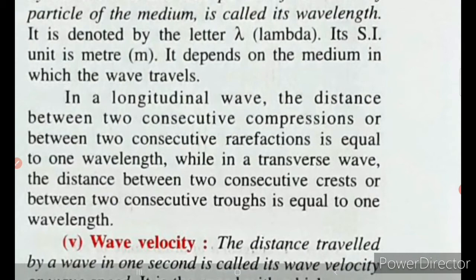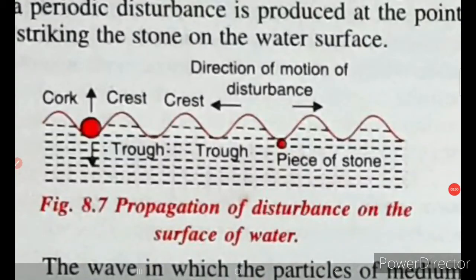So let us try to understand with the figure only. We have come to the figure to understand the wavelength. The wavelength is the distance between any two consecutive crests, between these two crests. So this will be my wavelength denoted by lambda, or it can be the distance between two consecutive troughs.